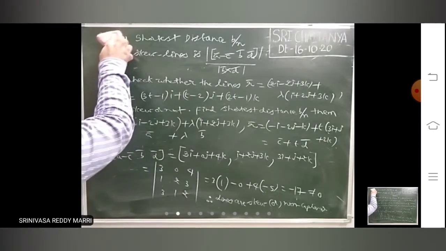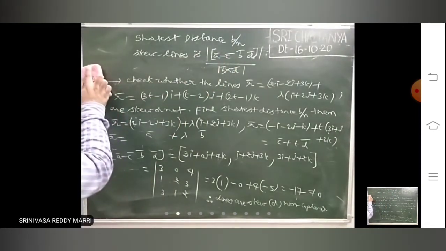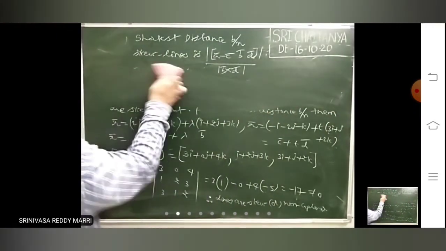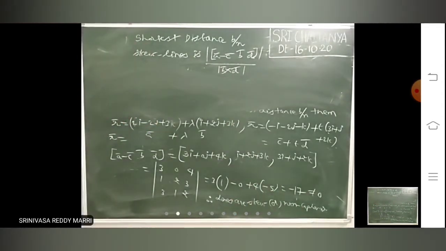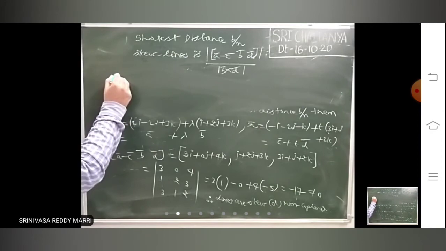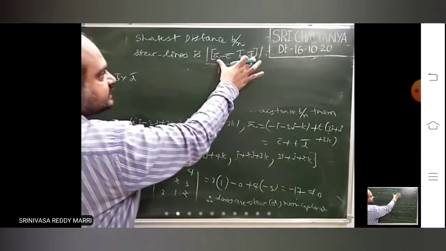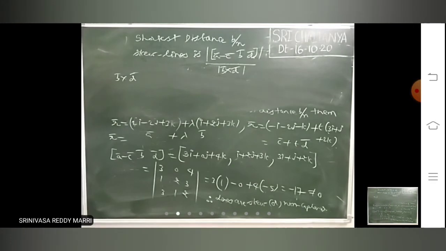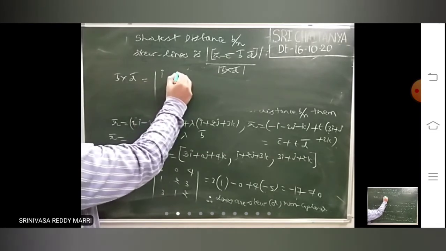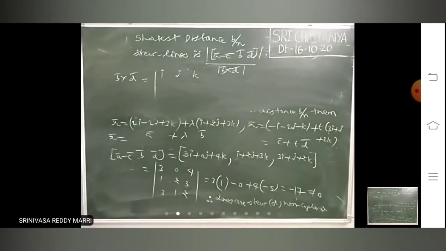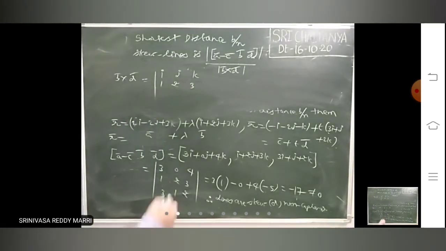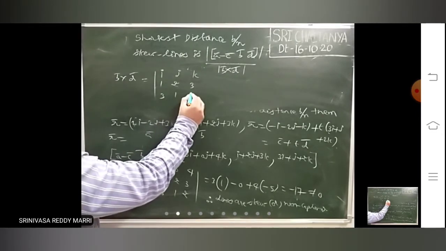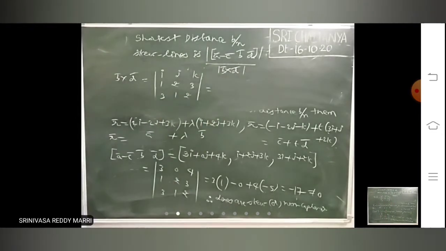The shortest distance formula is what I told, look at it. The numerator we have already calculated as minus 17. For the denominator, calculate B bar cross D bar. Take the vector. B bar is this: i, j, k in the first row, then 1, 2, 3, and D bar you write in the third row, 3, 1, 2. So this is the one.